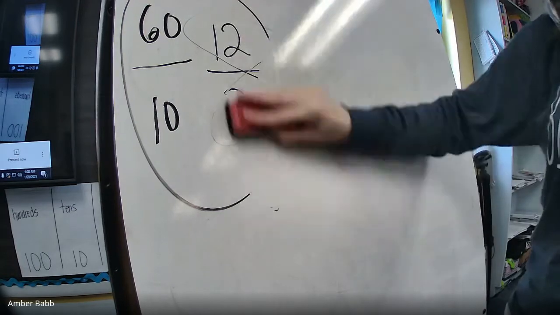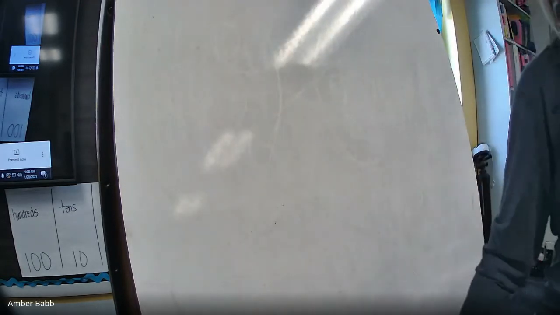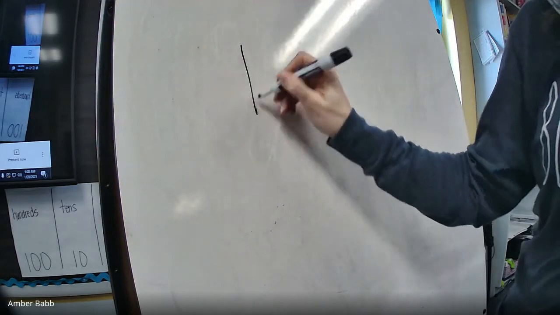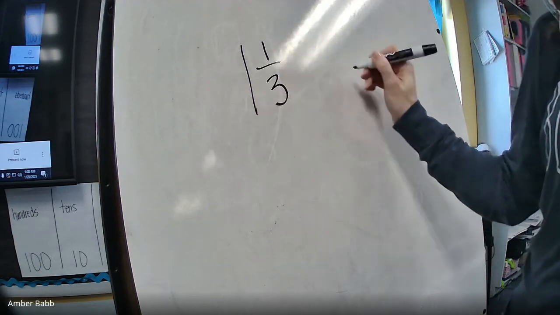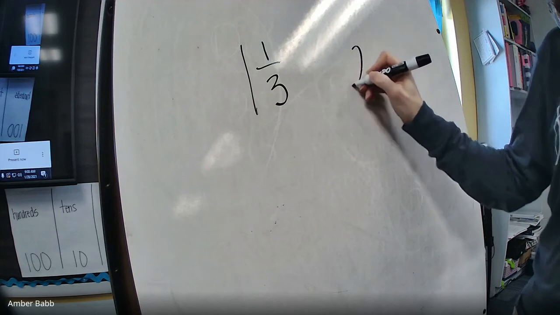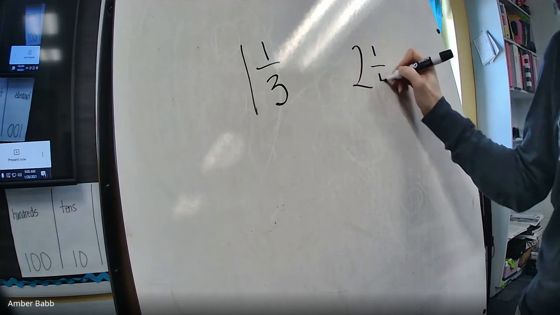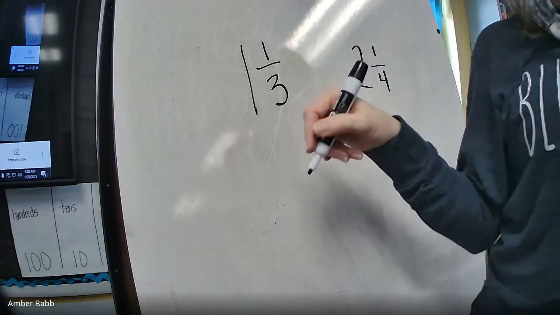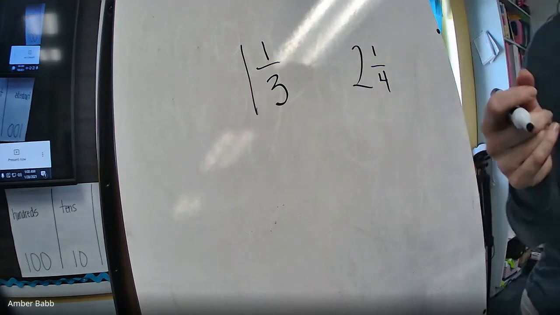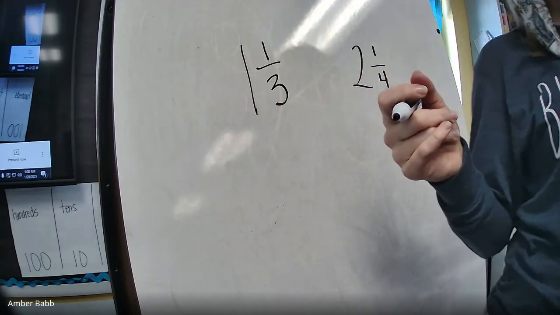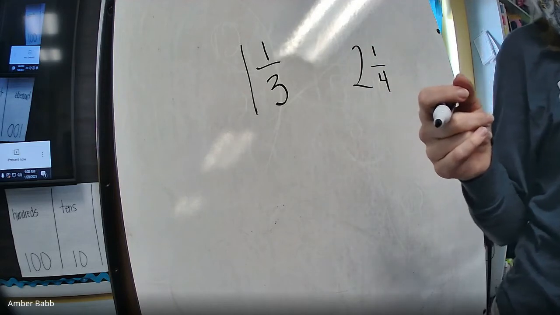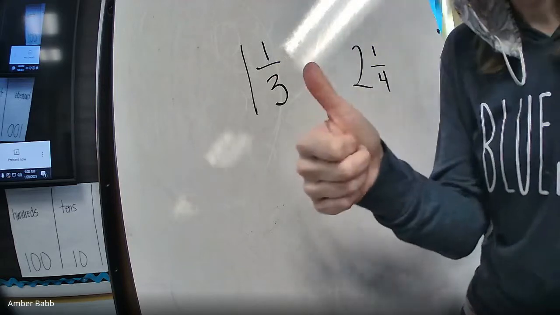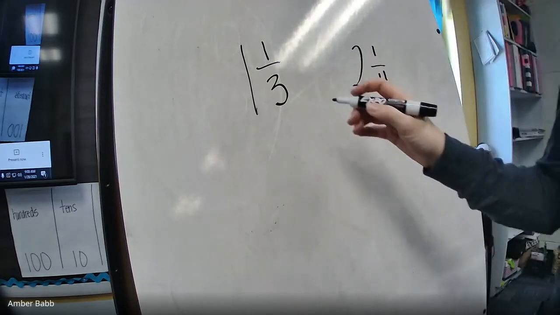What if they are mixed numbers? 1 and 1/3 versus 2 and 1/4. Okay. I need to do what first? What do you think I might need to do first? Turn them into improper. I'm hearing several people. Fiona, raise your hand. You have to turn them into improper fractions first. Yes, we need to turn them into improper fractions first.